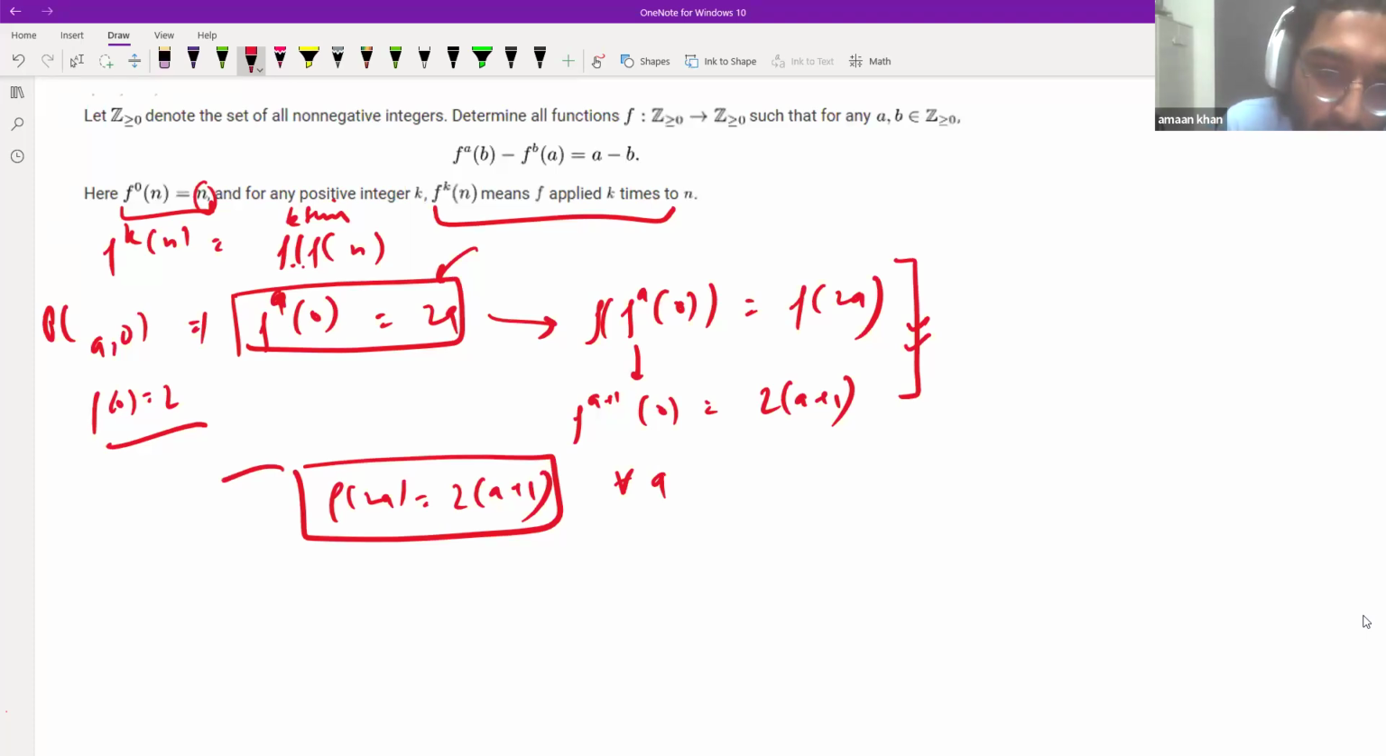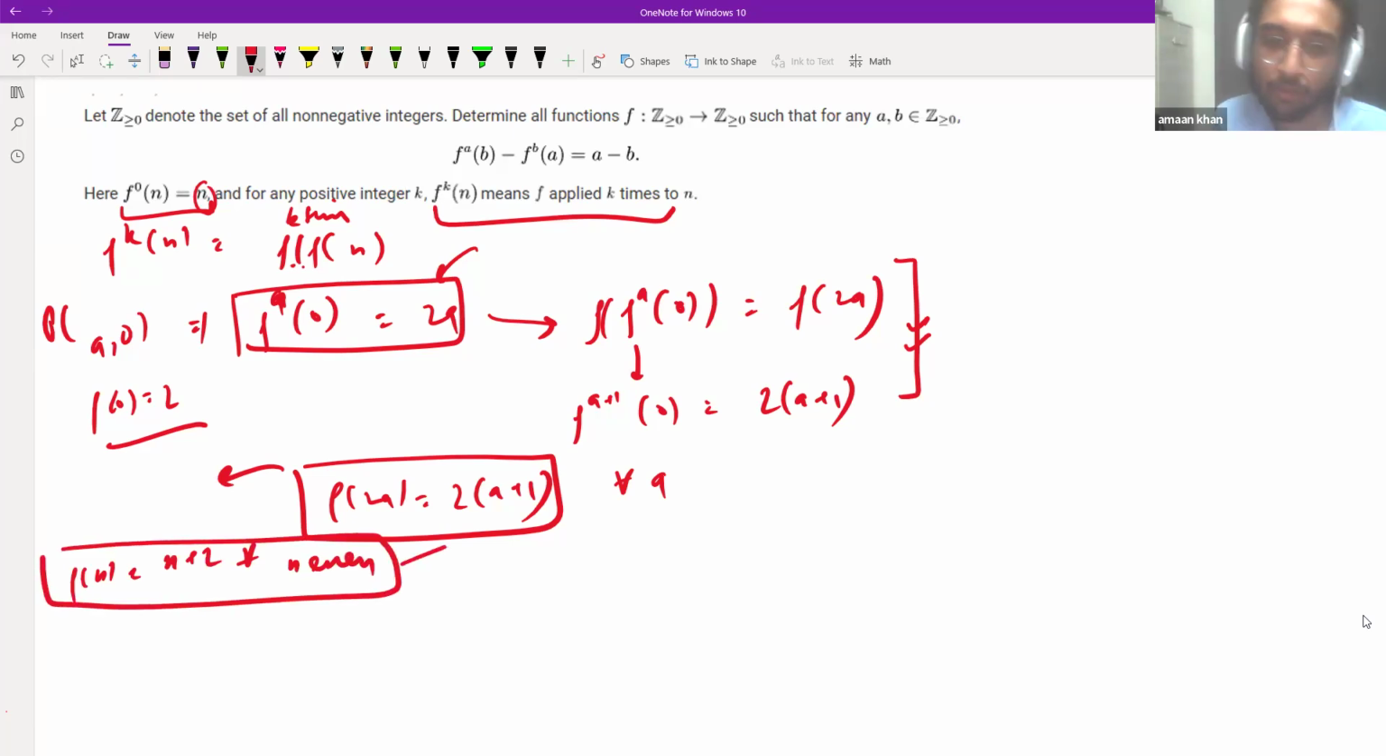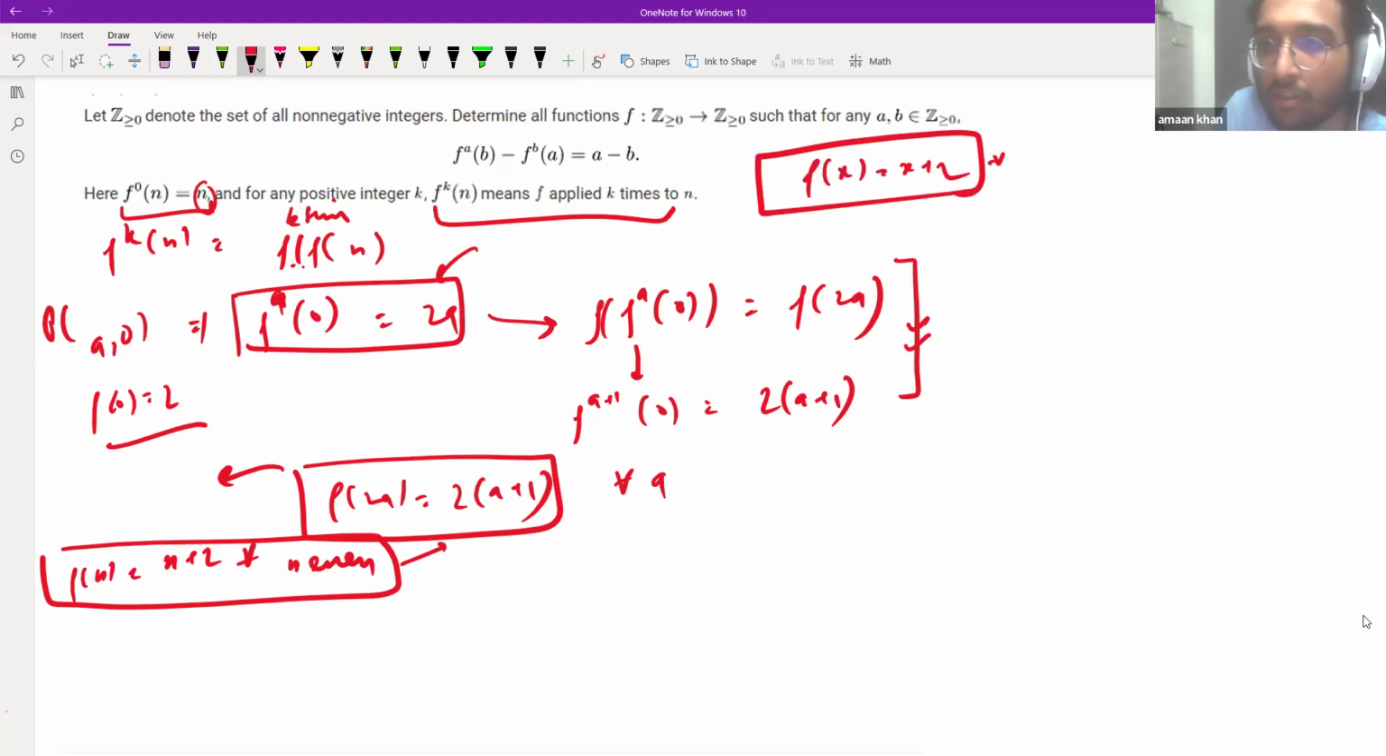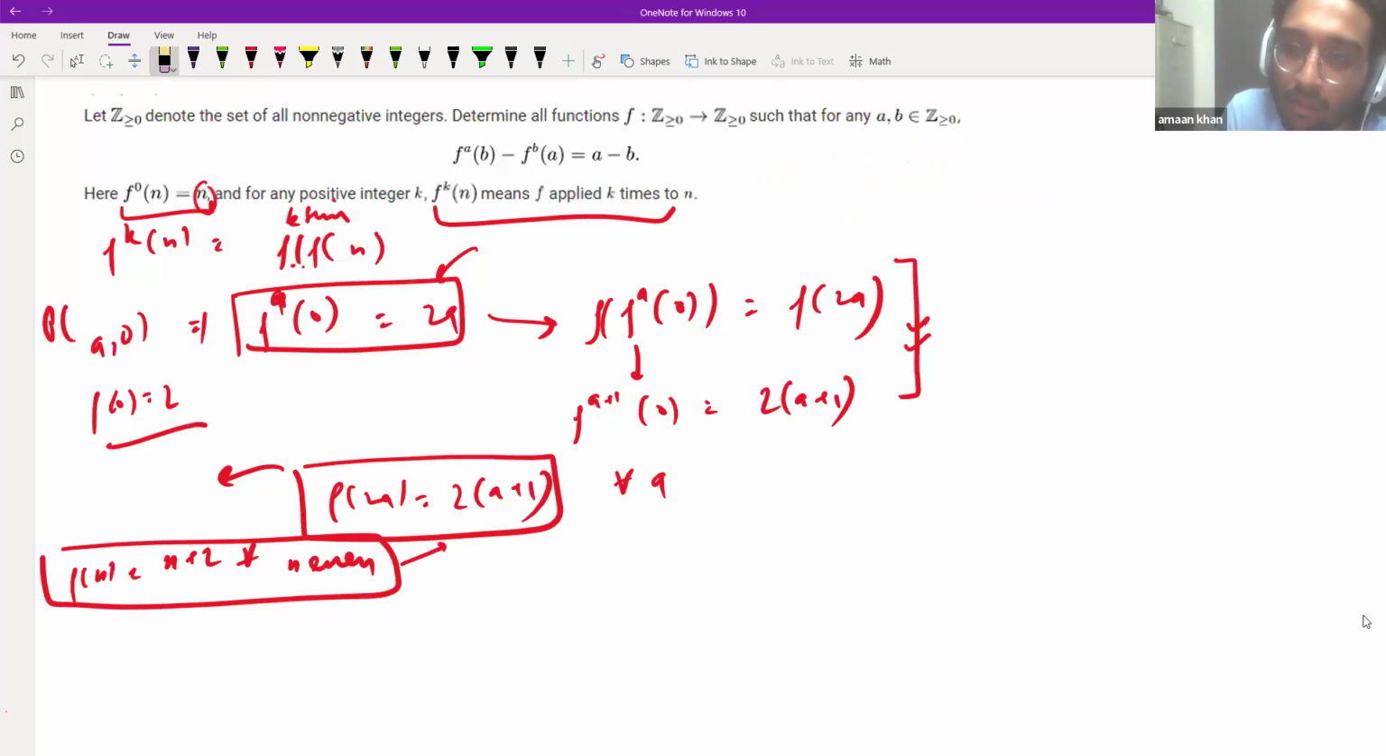So you have already determined that f of n is n plus 2 for all even n. If you check, f of x equals x plus 2 is a possible solution for all x. Although you will not be able to spot it very quickly, now after this you can spot the solution. So you have to find f of n for odd n now and try to show it's equal to n plus 2.